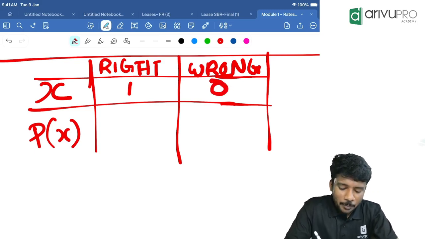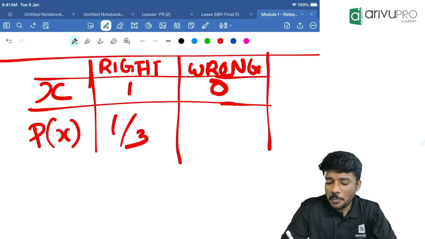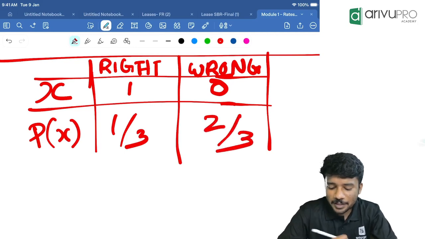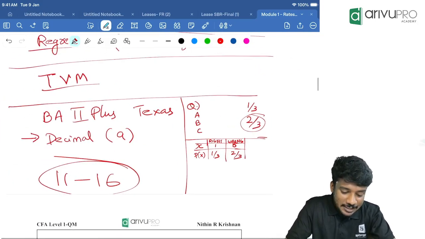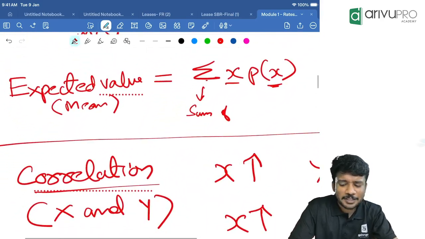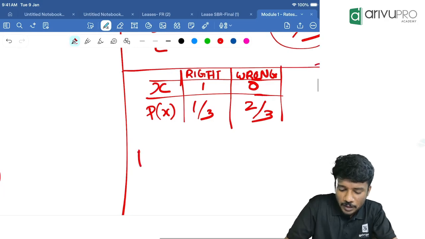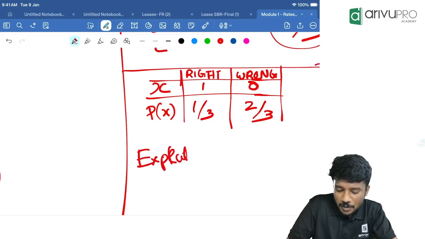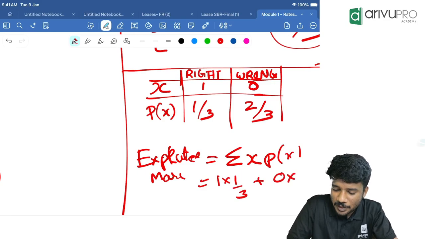Okay. Now, probability of getting a right answer, how much was it? 1 by 3. Probability of getting a wrong answer is how much? 2 by 3. Now I am talking about doing ingy pinky pongy and your expected mark. Did I give you any formula like expected value? That is nothing but sigma x into P of X. So your expected marks is nothing but sigma x into P of X, which is 1 into 1 by 3 plus 0 into 2 by 3.